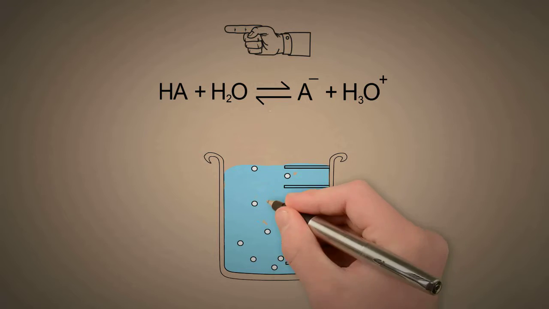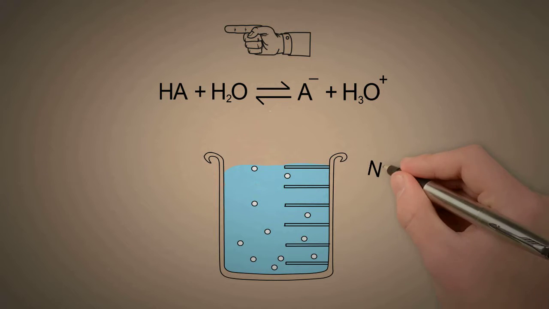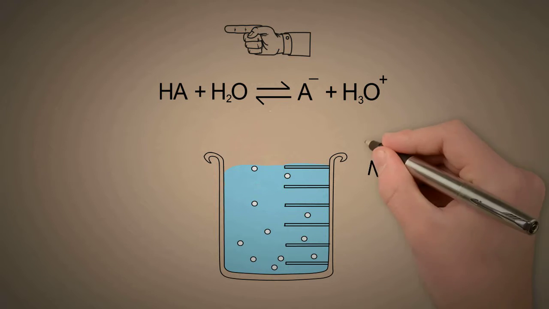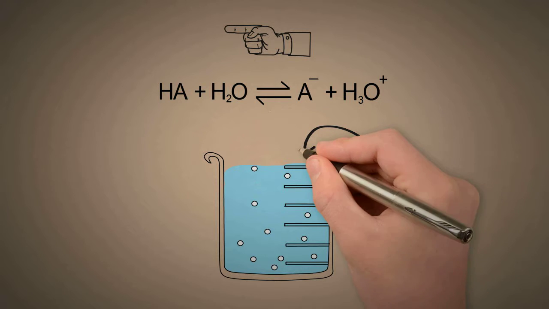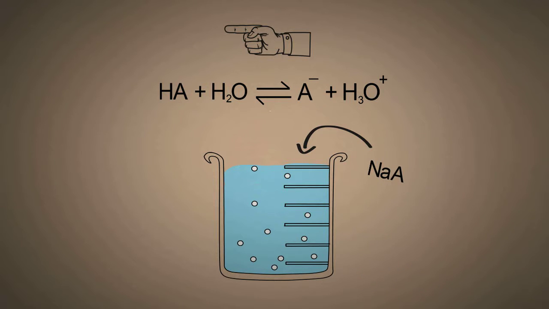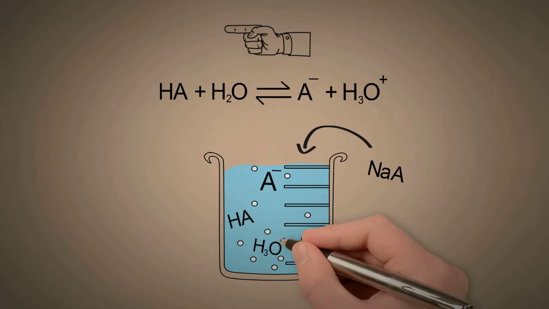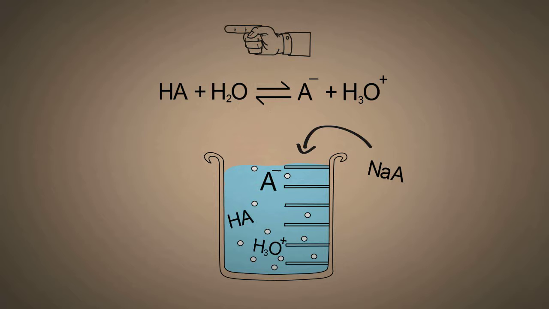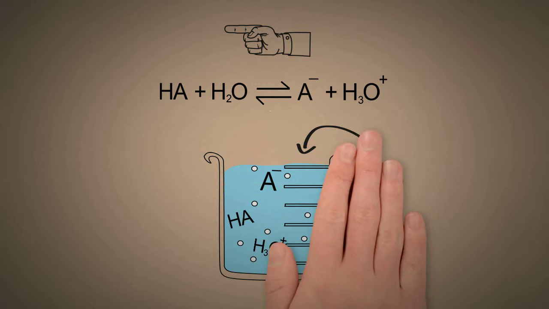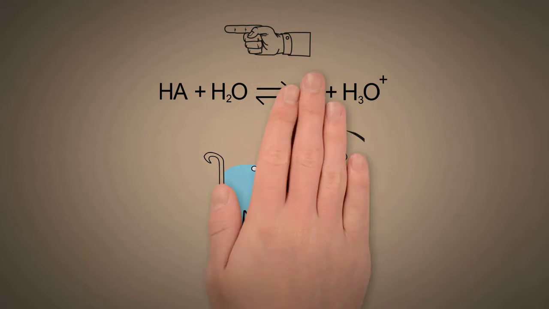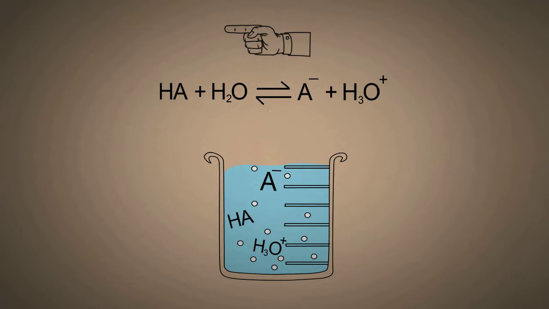Now, if we were to add the salt of the acid to this solution, we are effectively adding just more acid anion, because the salt breaks down into its ions, so we get more A-. So this results in a solution that has a lot of acid, HA, a lot of acid anion, A-, and a lot of H3O+ ions, and this makes it acidic. This is when the magic of buffer solutions happens.